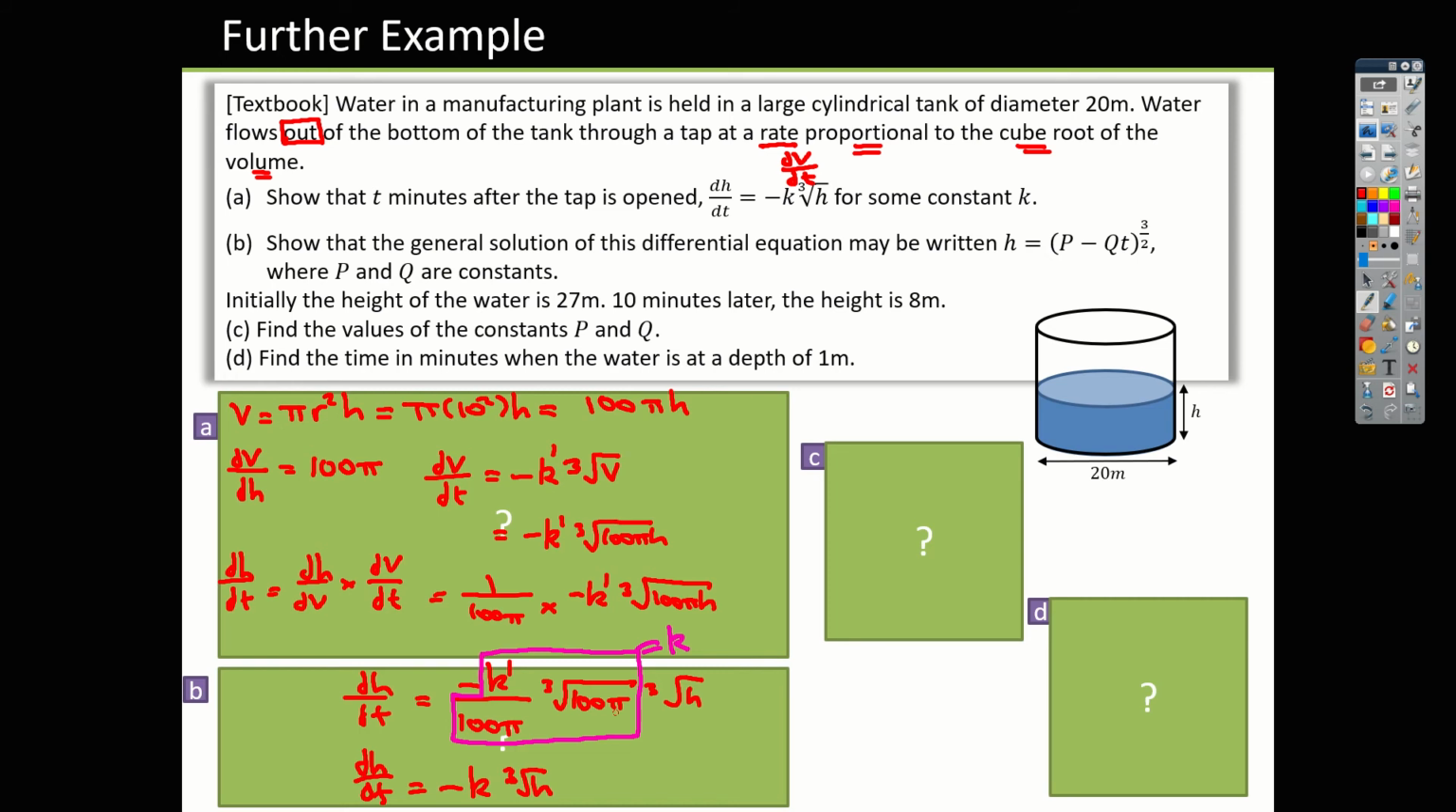Right, A's done. Now we're going to solve this equation and show that the general solution of this differential equation is written in this form. So h is p minus qt to the power of 3/2. P and q are constants as well. And then we're going to sort out what happens with the end. So if I clear the page, I can then move on to solve part B.